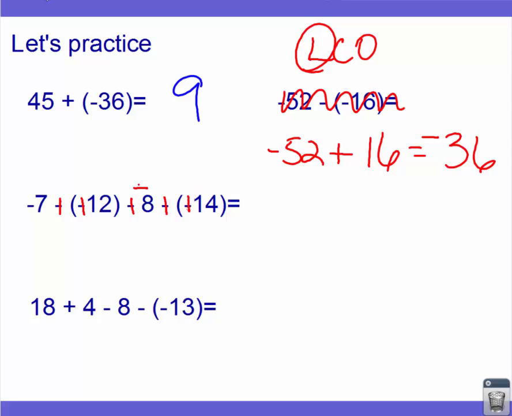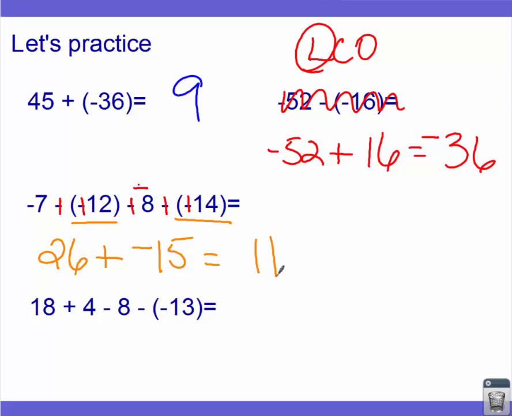Okay, and now we're going to take all of our positives and put them together, take all of our negatives and put them together, and then do one subtraction problem. So here's a positive 12. Here's a positive 14. That gives us 26. Plus, now we've got a negative 7 here and a negative 8, which gives us negative 15. Now our signs are different, so we subtract and we end up with 11. It's going to be a positive 11 because the 26 has more.